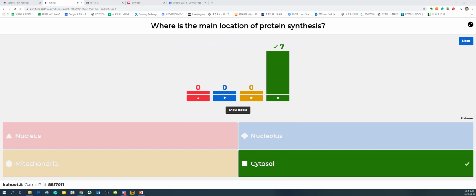Protein synthesis is mainly done in the cytosol. Cytosol is inside of the cell or outside of the cell? Inside of the cell. That's inside of the cell. And usually the protein synthesis machinery, the ribosome, is attached to which organelle? ER. That's on ER.